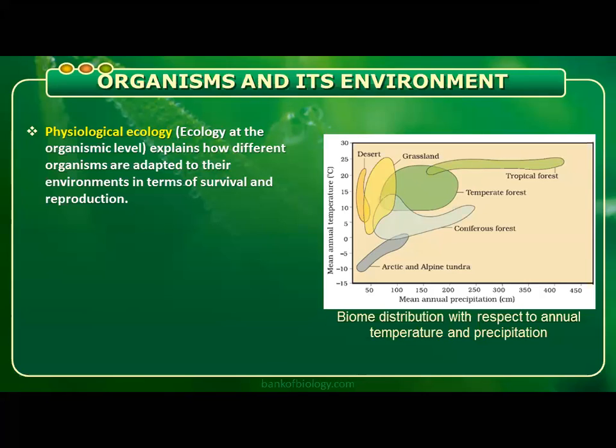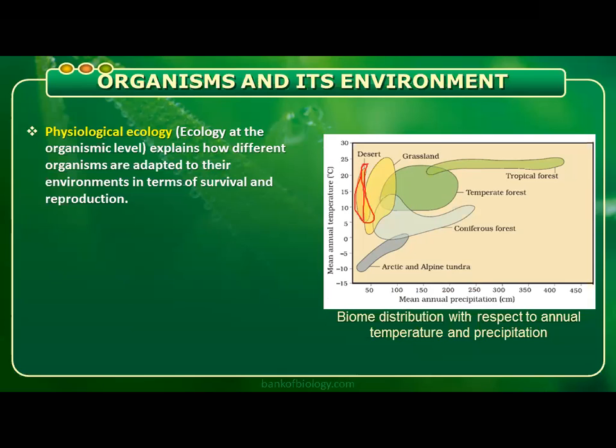You see here in the graph from the NCERT textbook, on one side we have mean annual temperature and on the other side mean annual precipitation in centimeters. Let us try to understand this particular diagram. You see here, this is a desert. I have drawn the desert here, and it is given almost in a vertical way, isn't it?